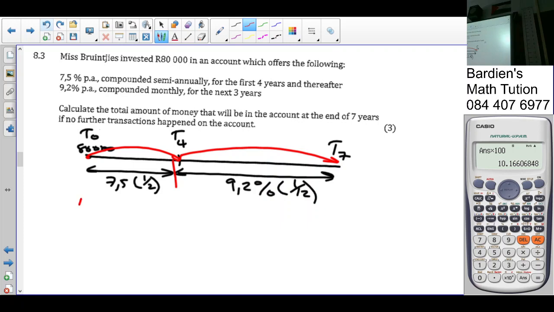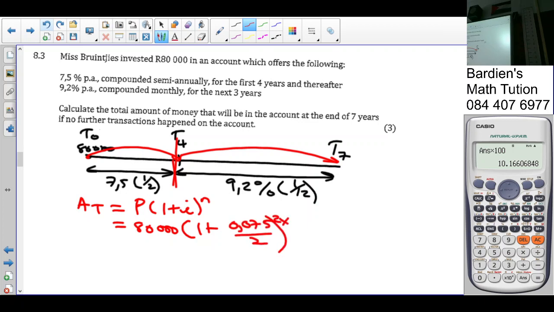So A is going to be P into (1 plus i) to the exponent n. What's your principal value? 80,000 into 1 plus, what's your interest rate up until T4? 0.075 over 2 to the exponent 2 times how many years is that for? 4. So that is still here. So what happens at that point? The interest rate changes to 0.092 over 12 to the exponent 12 times, and for how many years is that? 3 years.